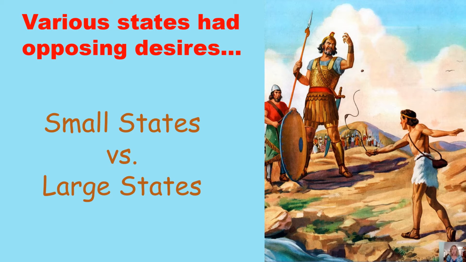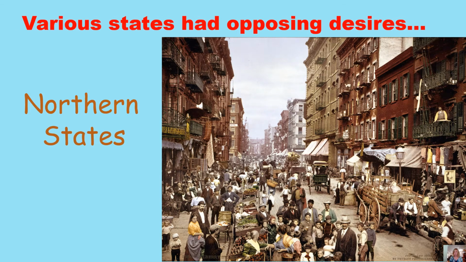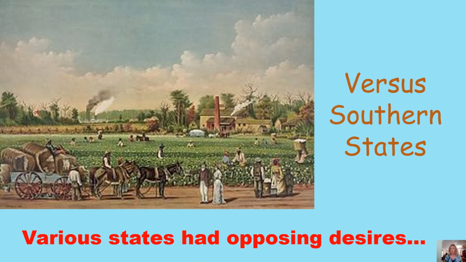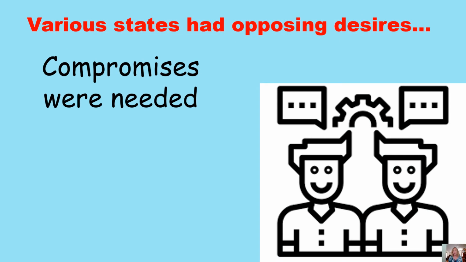Different states had different demographics, different economies that would cause them to have opposing viewpoints. The small states with less people versus the large states with larger populations did not see eye to eye. The northern states were more industrial, and the southern states had an agricultural economy. Again, this is going to cause a clash between the two groups. It quickly became clear that in order to successfully write a constitution, compromise was going to be needed.